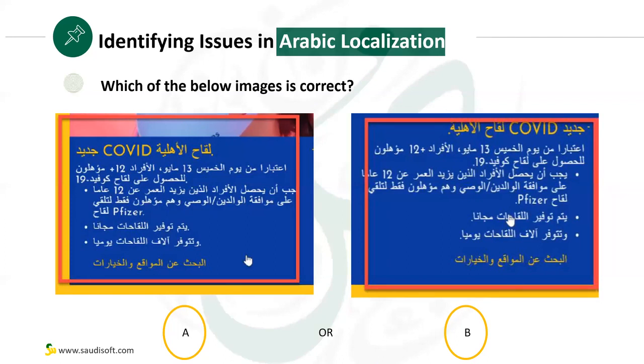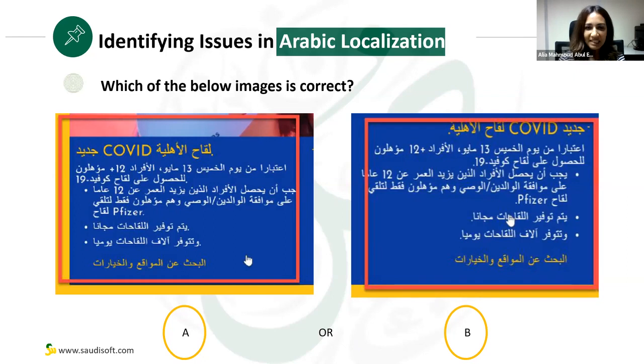Seems everybody's saying B. Okay, is that the final answer? Let's count to 3. 1, 2, and 3. I'm gonna close the poll. Okay, so here are the results. 95% says B.